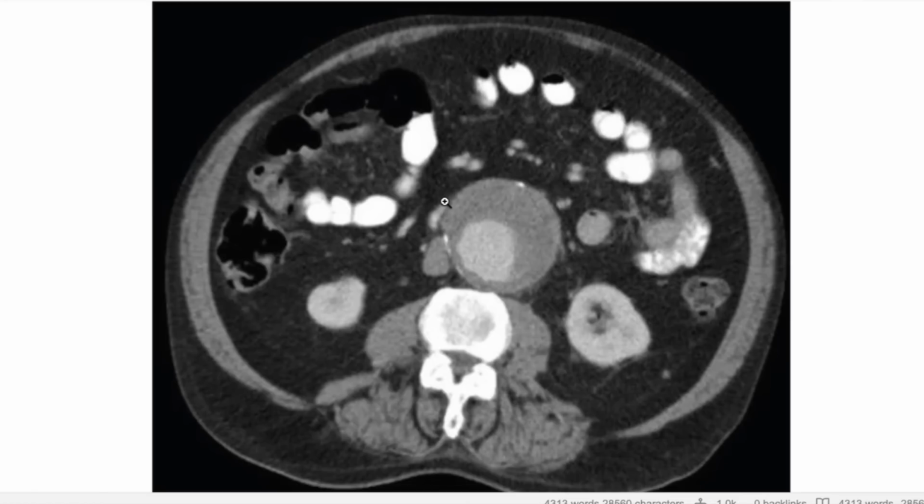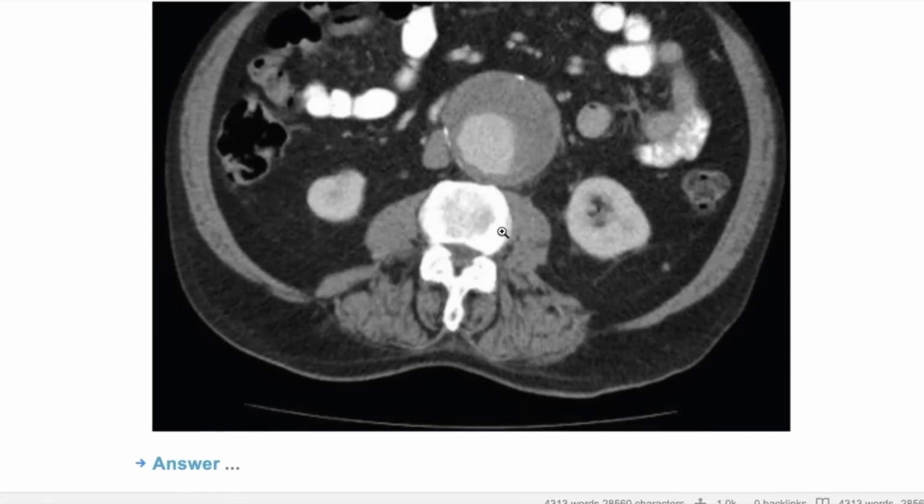This is an angiogram, where there is a dilation of the abdominal aorta. Can you say again? Dilation of the abdominal aorta. Okay. And that's it. Is there anything else you want to say?